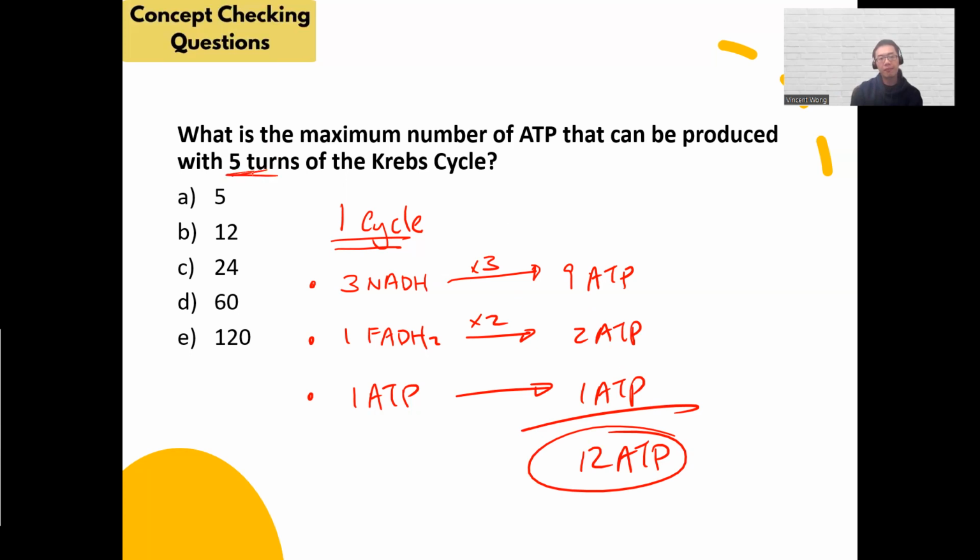If you were spinning it 5 times, then I multiply this by 5, right? Which means the answer is 60. Questions?